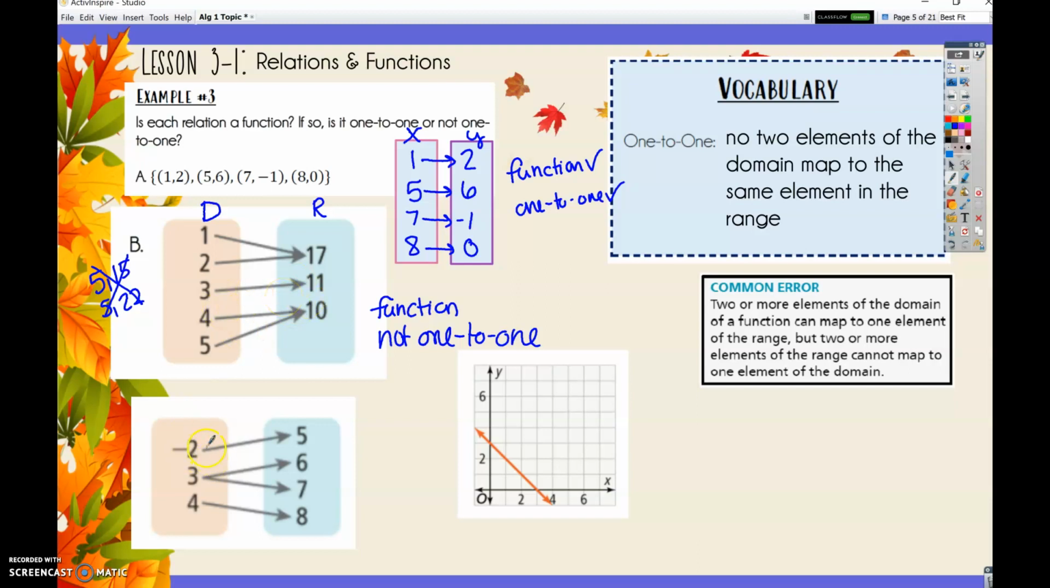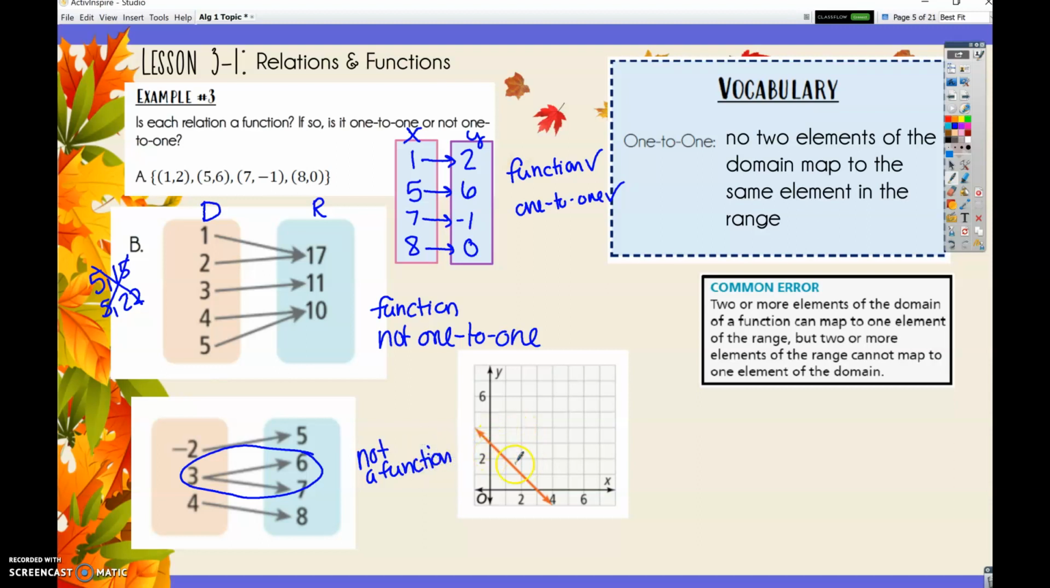Our example down here, 2, 3, and 4, nothing is repeated. However, when we look at our 3, it is double mapped. So we would say this is our problem. We cannot have one input mapping to two different outputs. So this one is not a function at all.